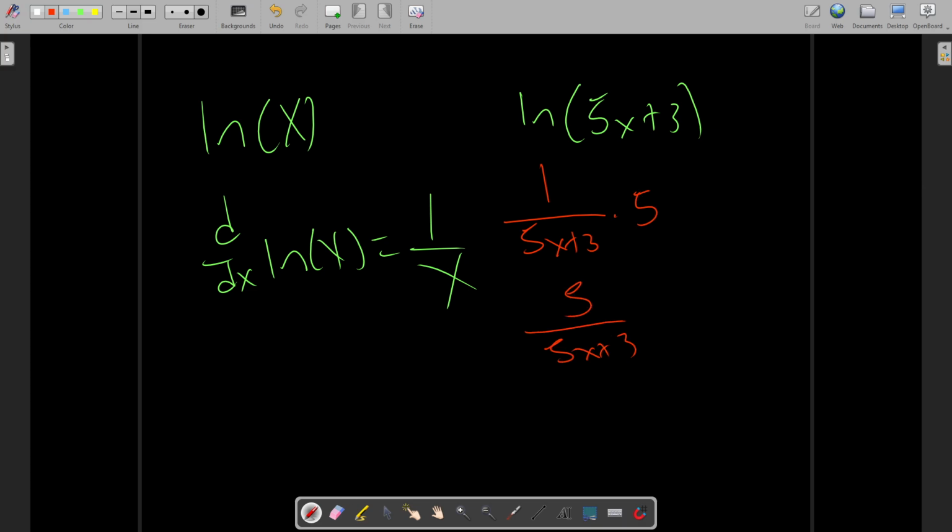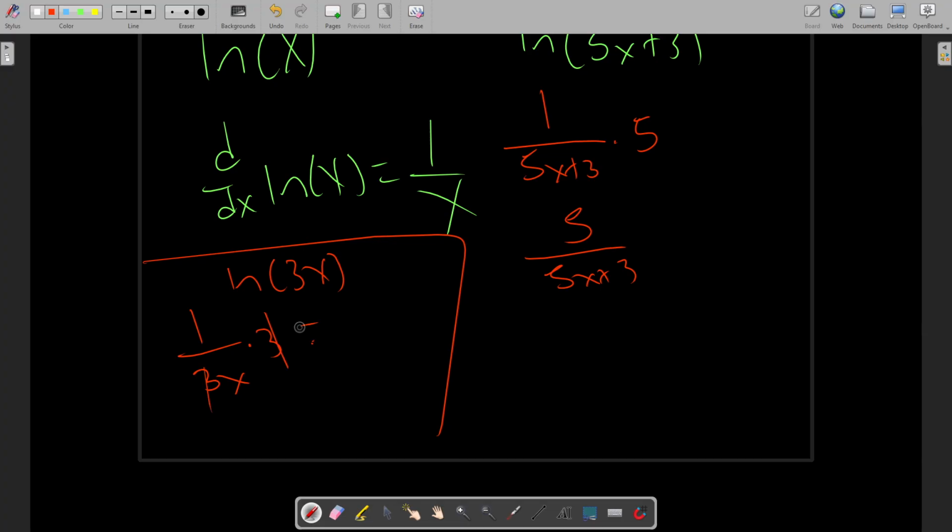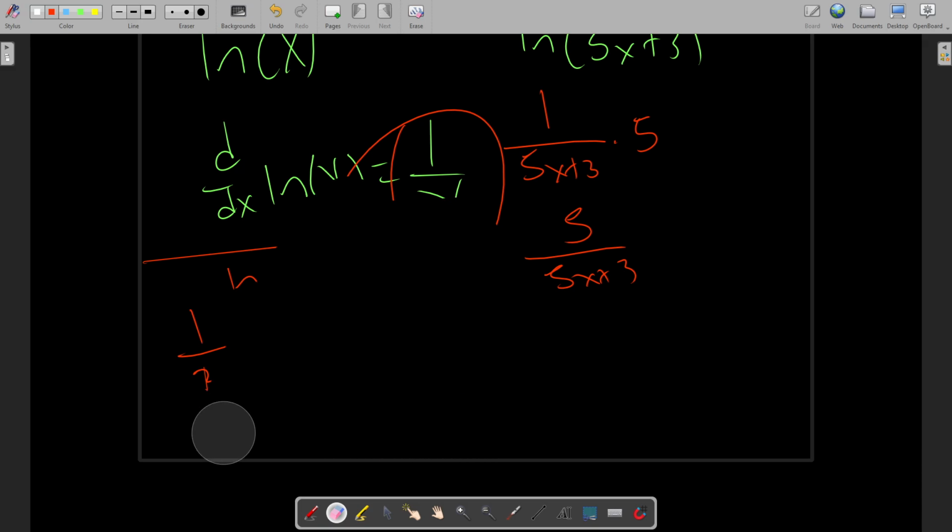Now, something that I think is personally important to know is that if you have something like ln of 3x, you may think that it's going to be something different, but if you do 1 over 3x times 3, which is how you would find this derivative, the 3's cancel out, and so you just get 1 over x, which is the same as this. So if you find ln of just a constant times the variable, and the variable is not squared or anything, then it'll likely just be 1 over x.